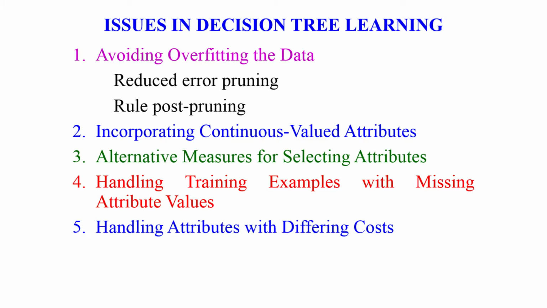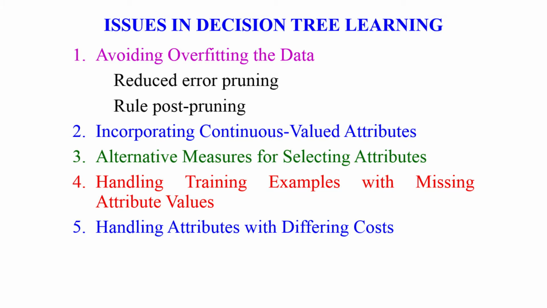One is avoiding overfitting the data. In this, we will address reduced error pruning and rule post pruning, incorporating continuous valued attributes, alternative measures for selecting the attributes, handling the training examples with missing attribute values, and handling attributes with differing costs. We discuss each of these issues. We will also discuss extensions to the basic ID3 algorithm that address them.